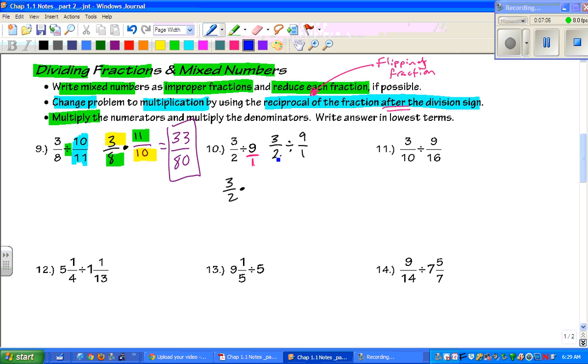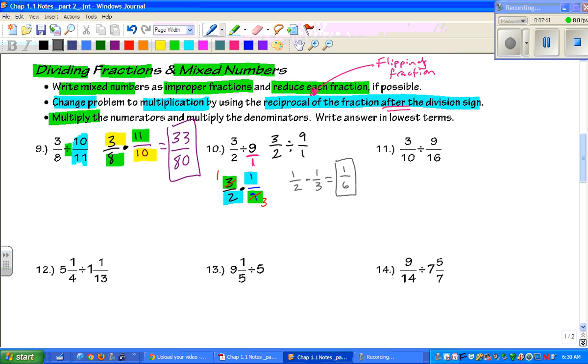Changing it to multiplication, you need to flip the second fraction. Check to see if we can reduce. The 1 and the 2 are in lowest terms, but the 3 and the 9, 3 goes into both of those, so we are now multiplying 1 over 2 times 1 over 3. Multiply those straight across, and you get 1/6.